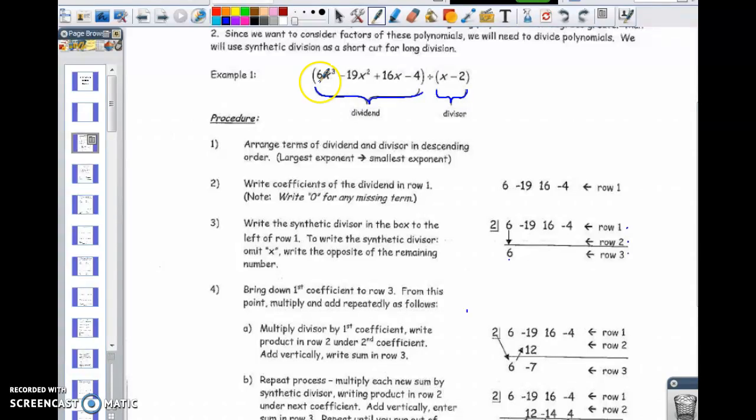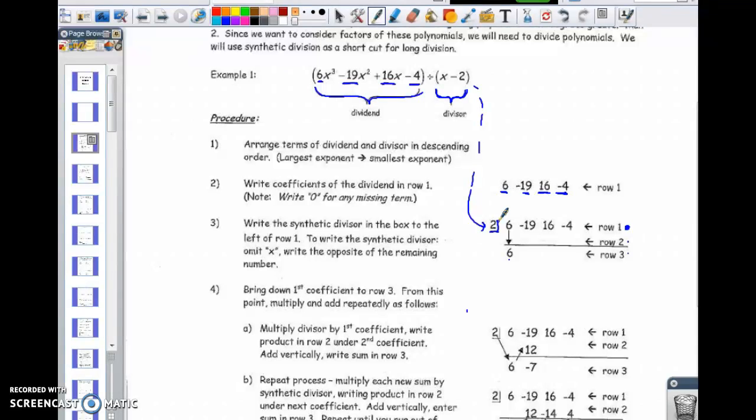So I have my 6x cubed minus 19x squared plus 16x minus 4. We're going to write the coefficients in row 1. So here's my row 1, and I have the 6, negative 19, 16, negative 4. Now on step 3, write the synthetic divisor in the box to the left of row 1. To write the synthetic divisor, omit x and write the opposite of the remaining number. What that means here is, if we have x minus 2, I'm going to write a positive 2 in this box here.